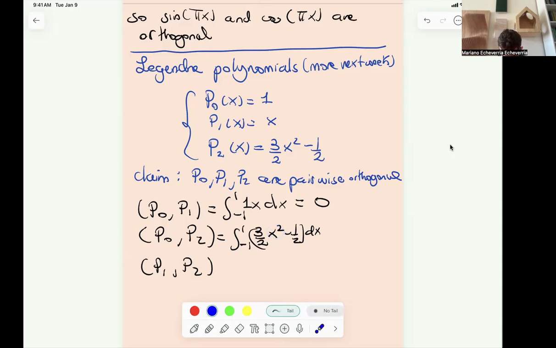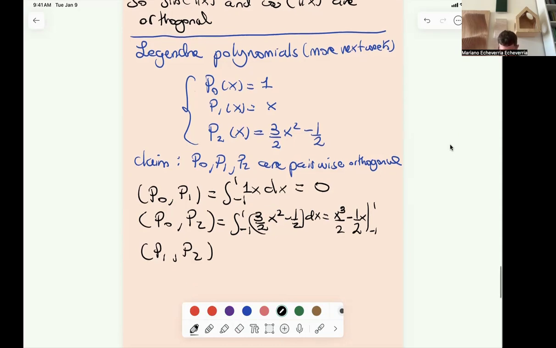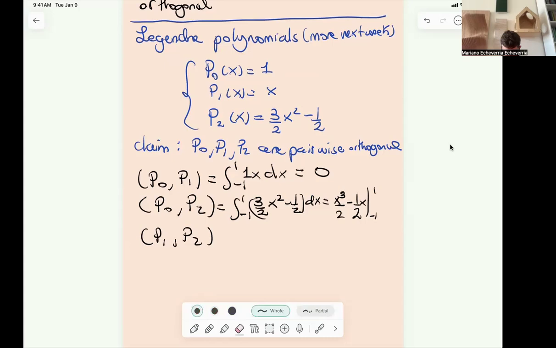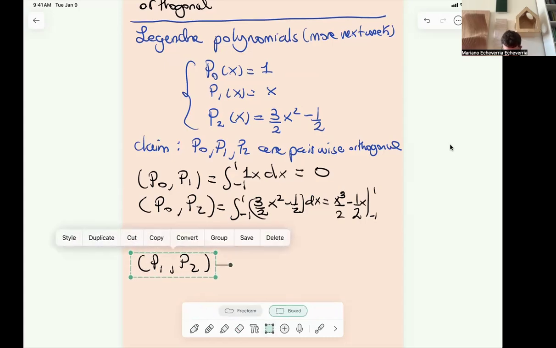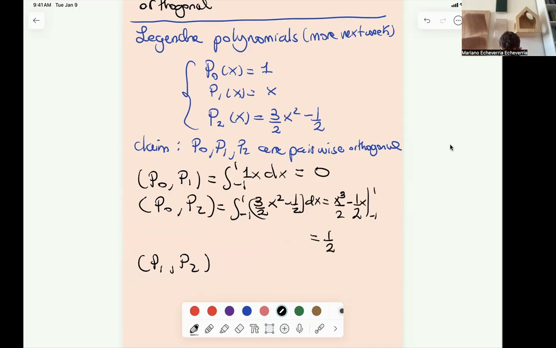So if you do it, when you integrate the first one, what do you get? You get x cubed over 2, right? Minus 1/2 of x, from -1 to 1. A maybe easier way to see why this is 0 is that this gives you the same as 1/2 x times (x squared minus 1), from -1 to 1. And x squared minus 1 is 0 at -1 and 1. So that's why this gives you 0.